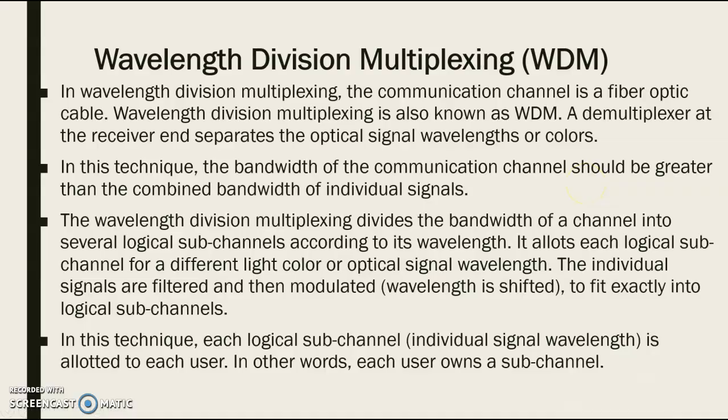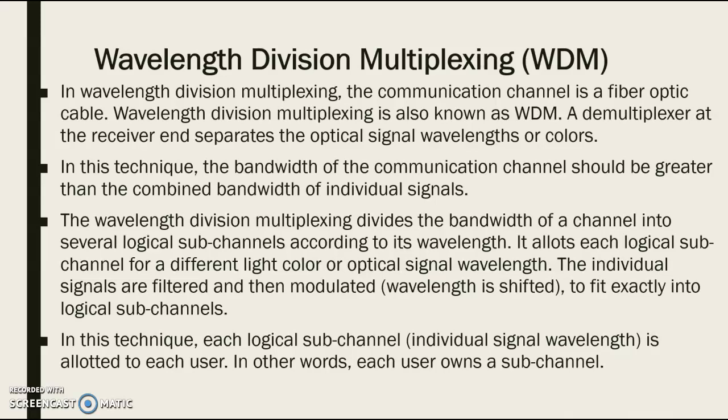Wavelength division multiplexing, WDM. In wavelength division multiplexing, the communication channel is a fiber optic cable. The demultiplexer at the receiver end separates the optical signal wavelengths or colors. In this technique, the bandwidth of the communication channel should be greater than the combined bandwidth of individual signals. WDM divides the bandwidth of a channel into several logical sub-channels according to wavelength. It allows each logical sub-channel a different light color or optical signal wavelength. The individual signals are filtered and then modulated to fit exactly to the logical sub-channels.